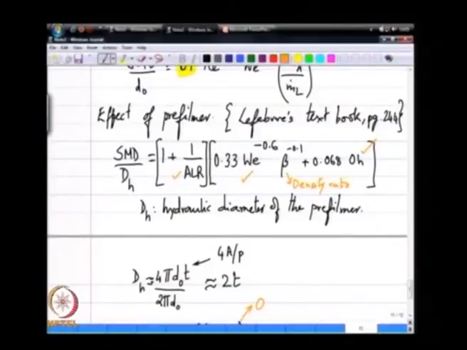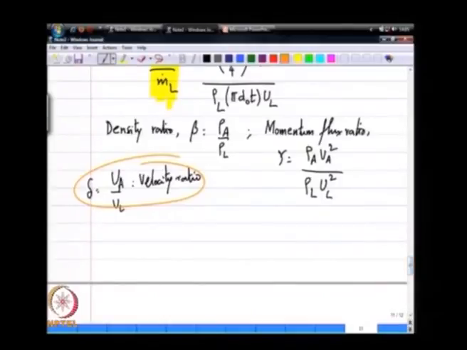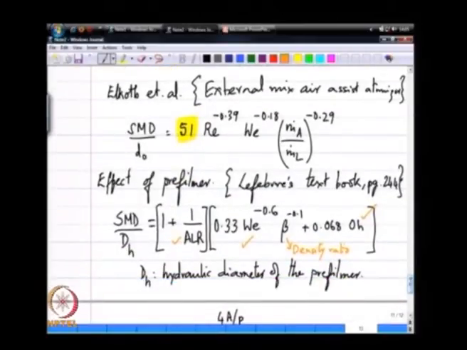The second part that we want to observe is this Weber number and the power associated with that, which is minus 0.6, that as the Weber number increases, the drop size is going to decrease for the same air to liquid ratio. And as beta, the density ratio, increases, again just for our own understanding, density ratio is the density of the air divided by the density of the liquid, the outer main diameter is going to decrease as the power minus 0.1.